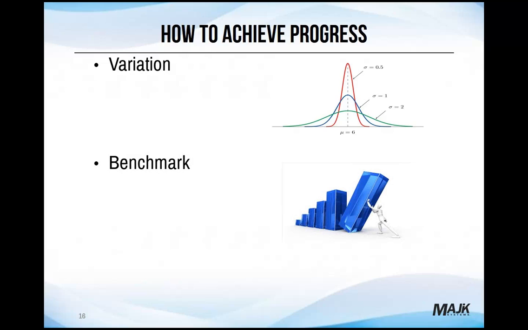The next is benchmarking. The most effective way to make progress in your plant is to find a similar process that is outperforming the one you're trying to improve and benchmark it. This can be done in a variety of ways, one of which we're going to talk about shortly.